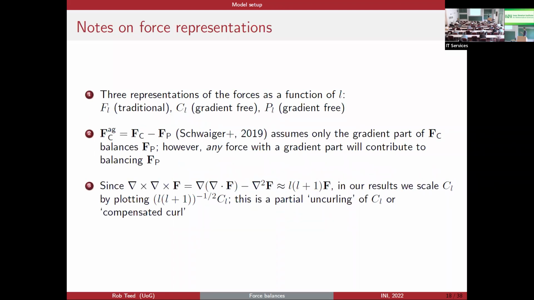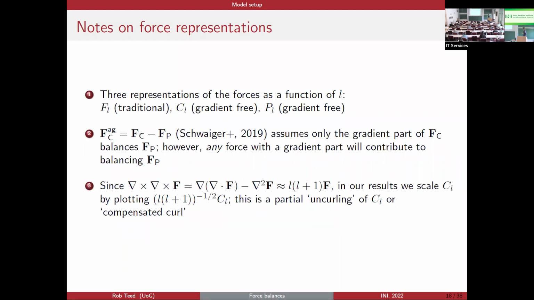So just some notes of where we've got to so far before I present the results. We've got three representations of the forces as a function of L, spherical harmonic degree. We've got the traditional FL, which we've seen before in some plots earlier and in Johannes's talk. We can do CL, which is the curl. This will be a gradient-free expression. And we can do PL, which is the projection of the forces, which again is a gradient-free calculation.